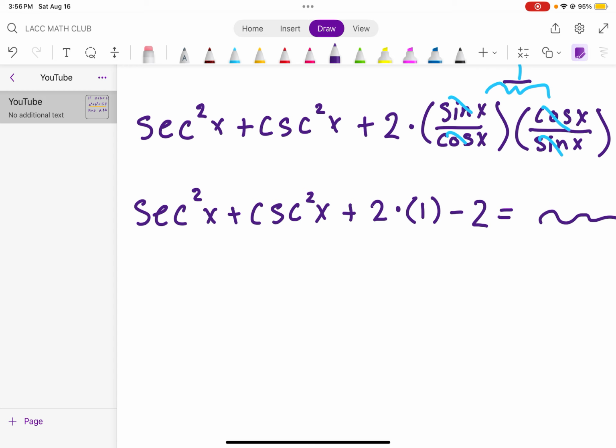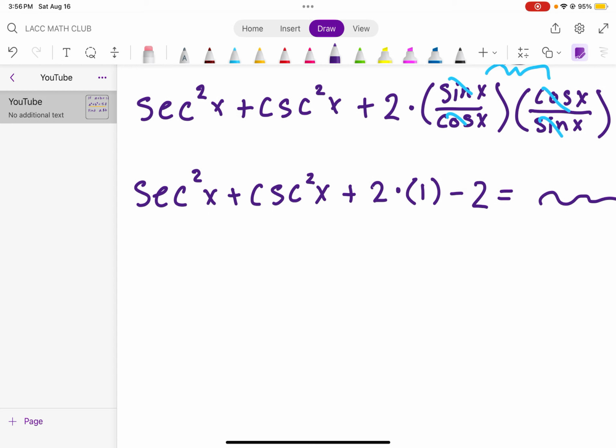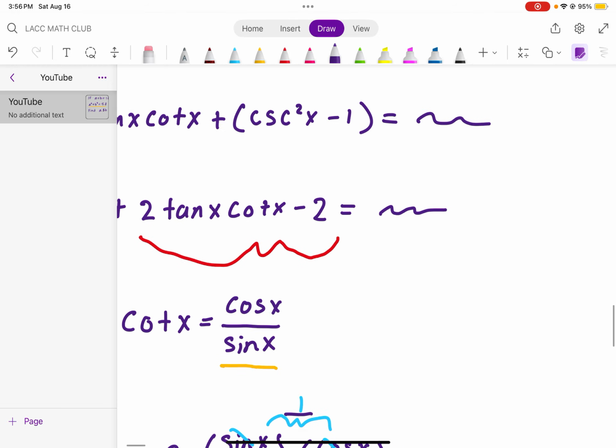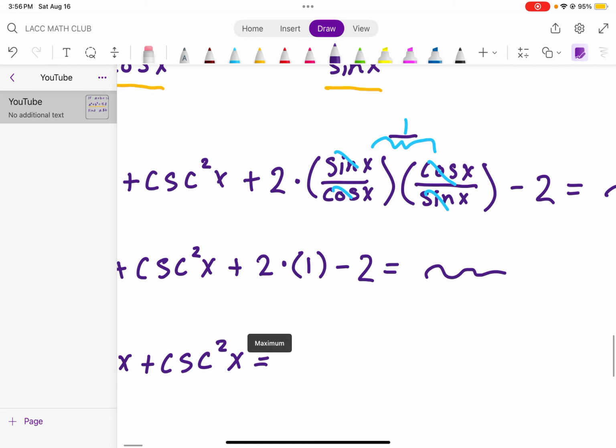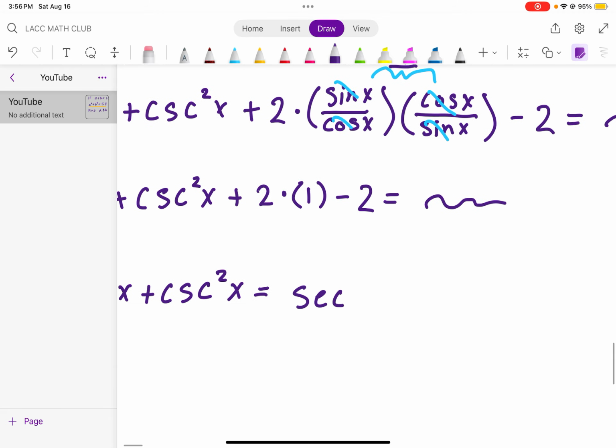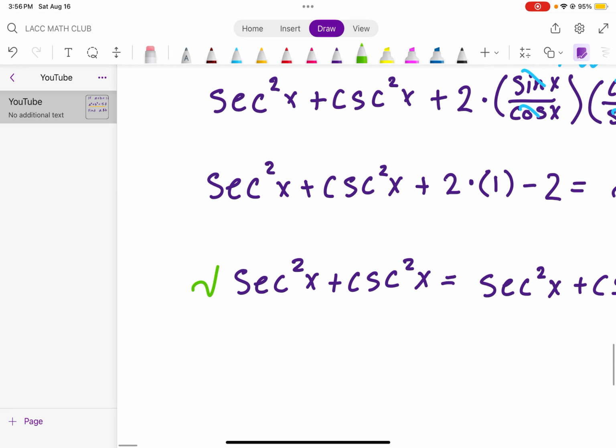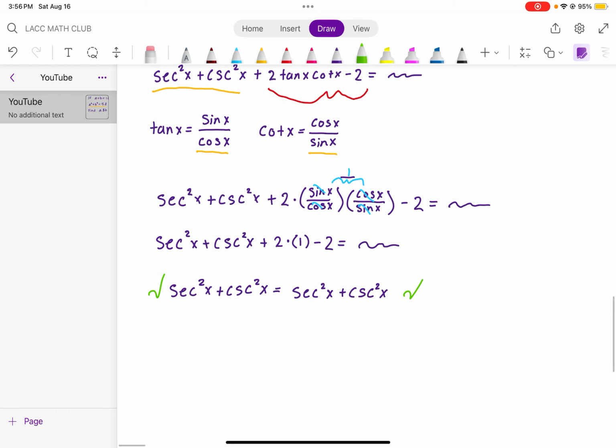Now I'm just going to combine like terms. So let's do that real quick. 2 minus 2, that's 0. So I'm going to rewrite the left hand side to be secant squared plus cosecant squared. What is that supposed to be equal to? Well, let's go back up. Oh, well, that's our right hand side, right? So I'm just going to rewrite it. Secant squared plus cosecant squared. And boom, just like that, we've verified both sides of this trigonometric problem, right?